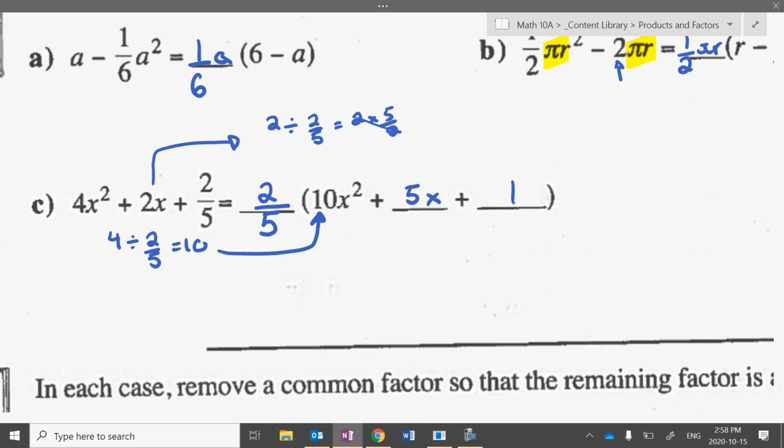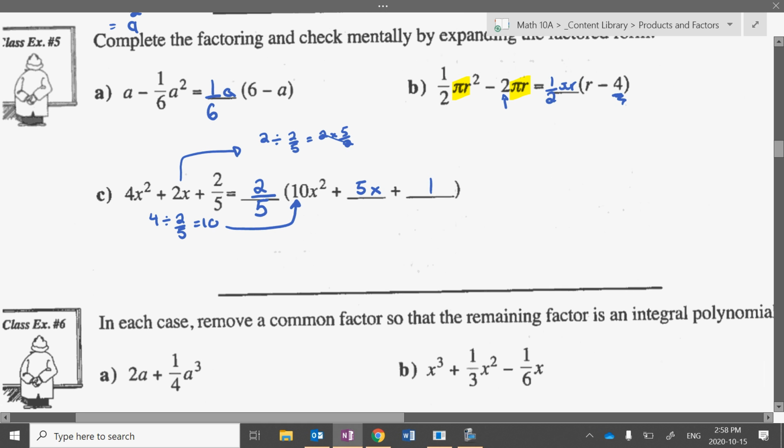Okay, I want you to try class example 6 on your own. Try A and B on your own. Let's see how you do, and then we're done. So these ones are tricky.